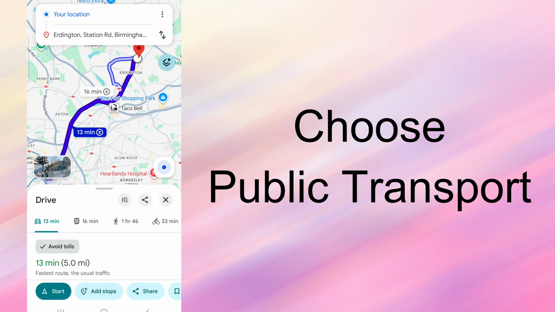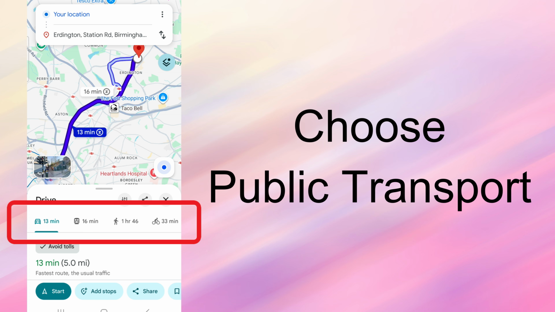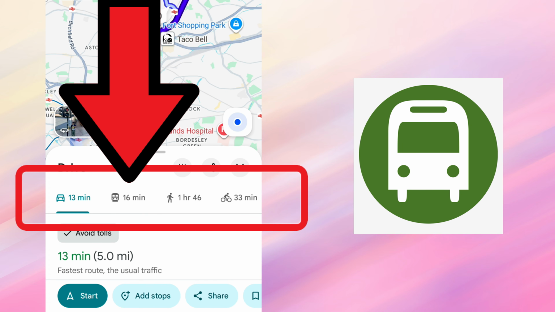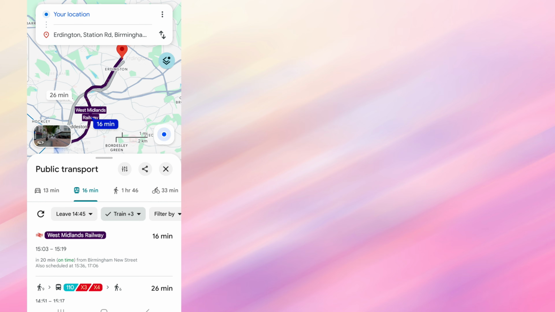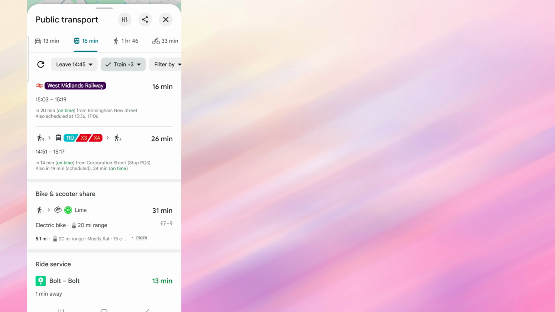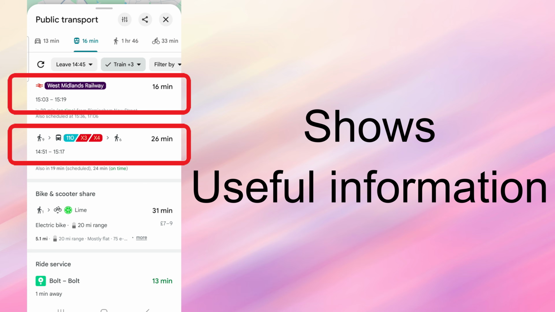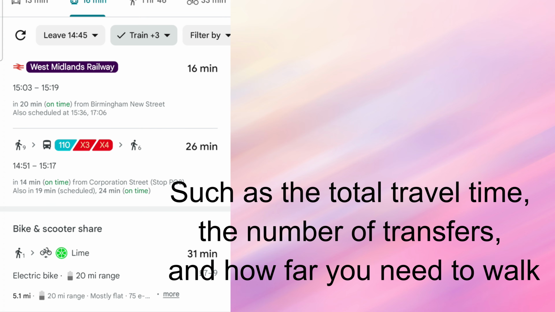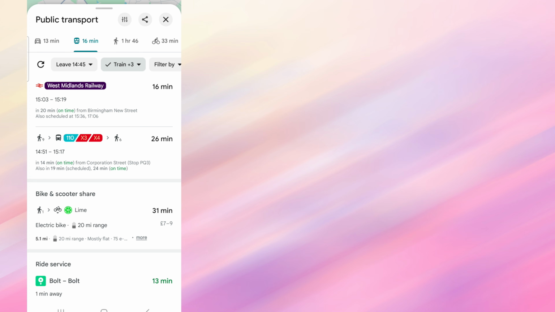Step 3. Choose public transport. By default, Google Maps may show driving directions. To change this, tap the public transport icon. Google Maps will now display different public transport routes. Each route shows useful information, such as the total travel time, the number of transfers, and how far you need to walk. You can choose the route that is best for you.